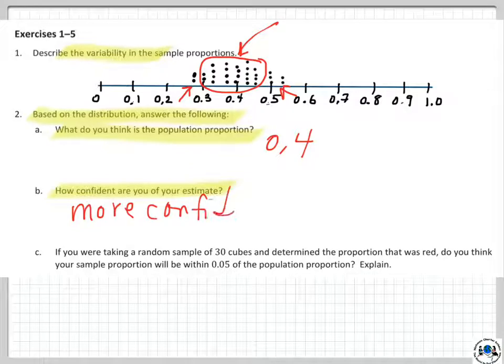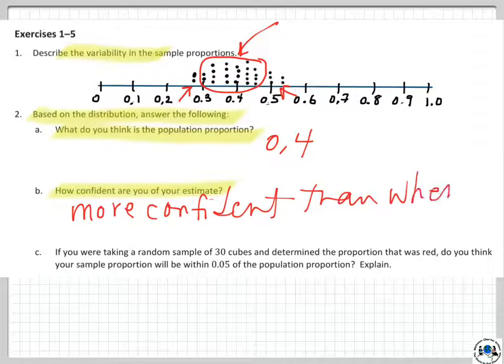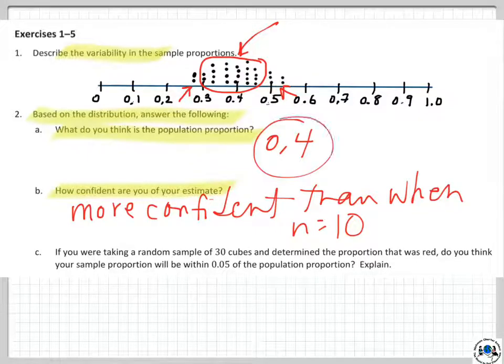More confident than when n equals 10, okay? N equals 10. So I'd say I'm rather confident, all right? Rather confident here that 0.4 is going to be darn close, all right?